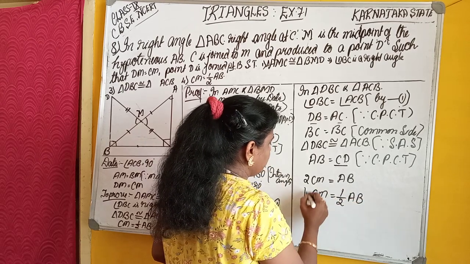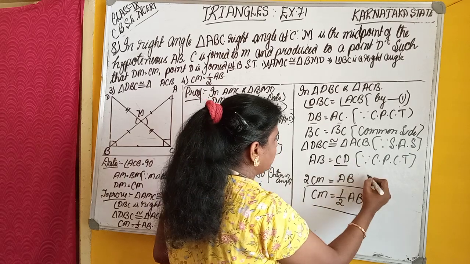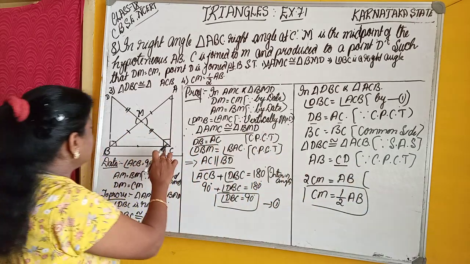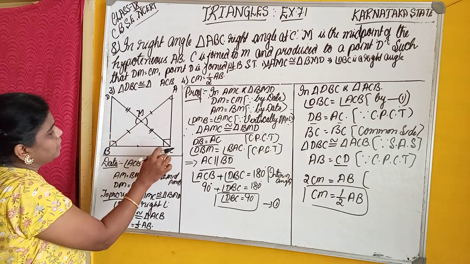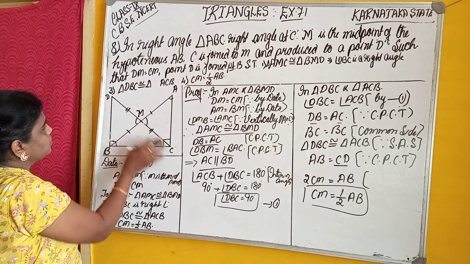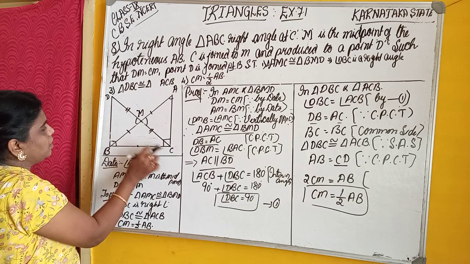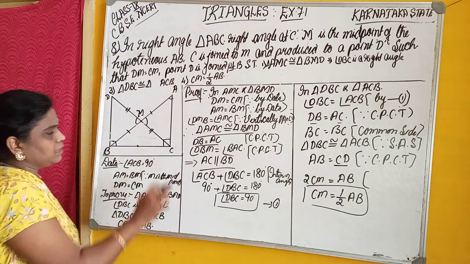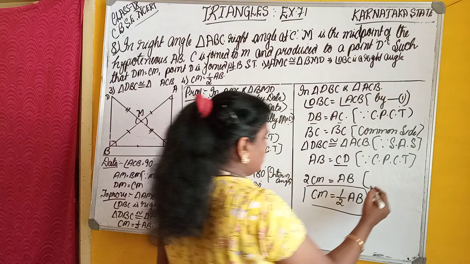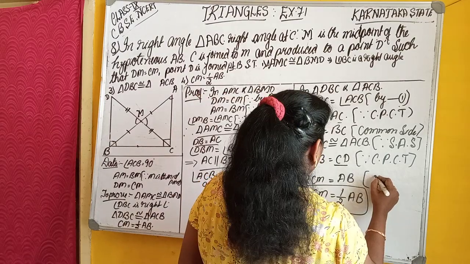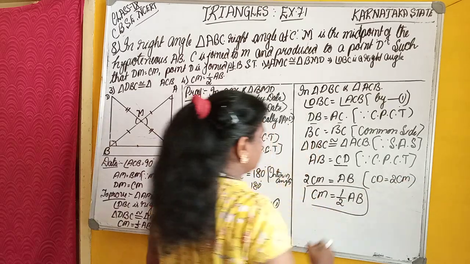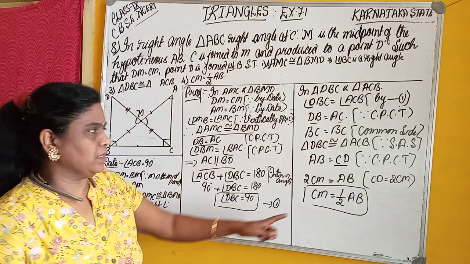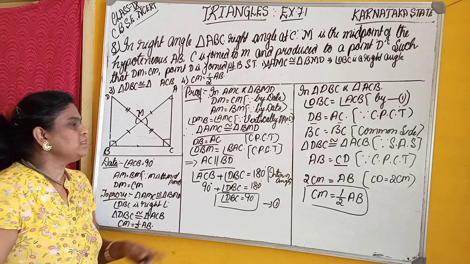Okay, students, what did we get? Here, CD is there. It is given that M is the midpoint. Therefore, instead of CD, we write CM plus CM, which is nothing but 2CM. Here, CD is equal to 2CM. Therefore, CM is equal to half of AB. This is proved. The last point is proved.